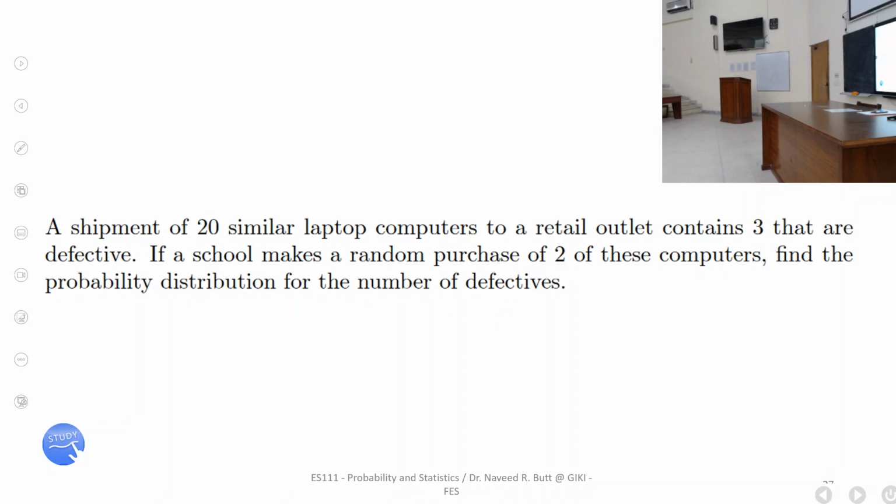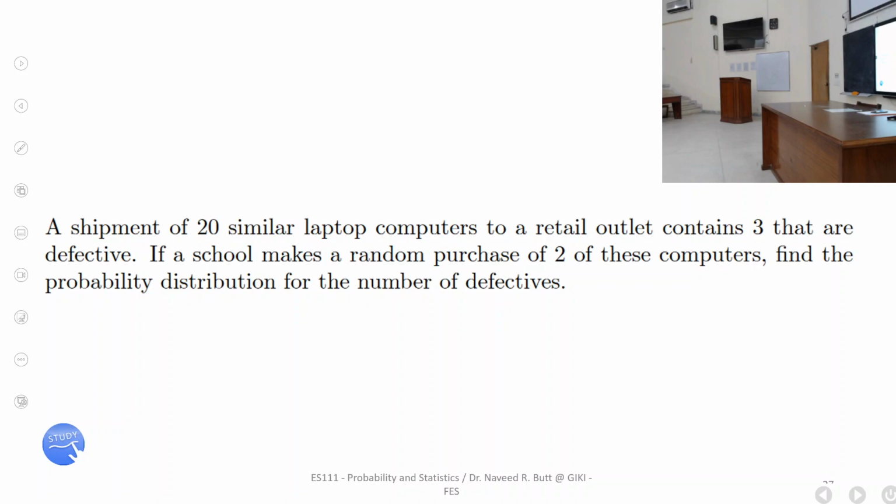ये पुराना लिखा हुआ लग रहा है. लैपटॉप कंप्यूटर, we just say laptops. शुरू में जब आए होंगे तो डेस्कटॉप कंप्यूटर थे. A shipment of 20 similar laptops to a retail outlet containing 3 that are defective.